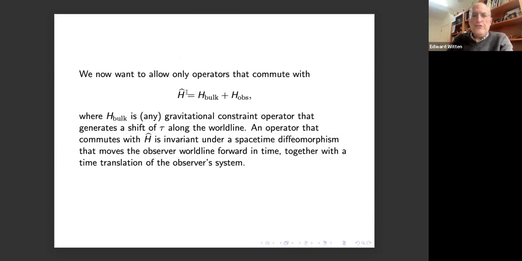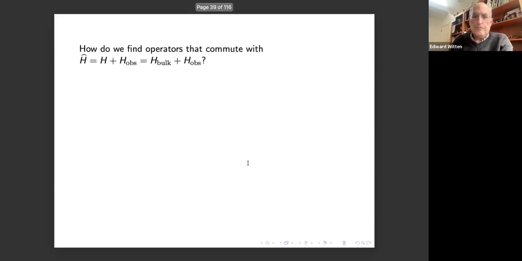So what it means to impose this constraint is the following. We're only going to allow operators that commute with the constraint operator. Such an operator is invariant under a space-time diffeomorphism that moves the observer world line forward in time, together with the time translation of the observer system. Well, how do we find operators that commute with this last constraint, the crucial constraint that shifts the observer's proper time?